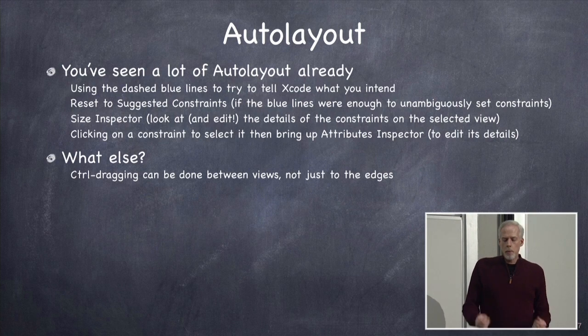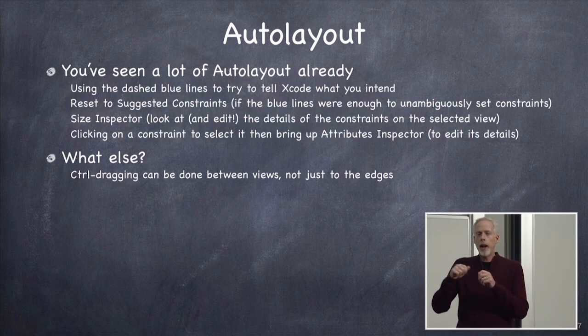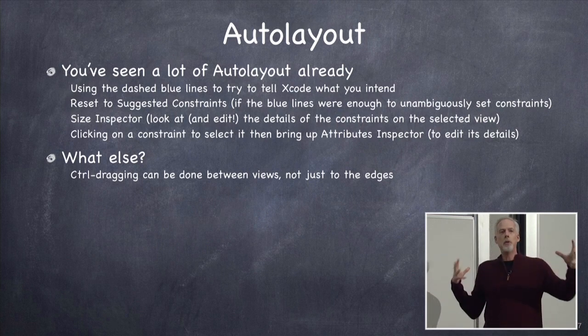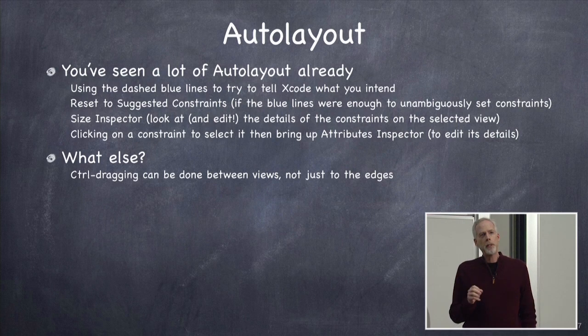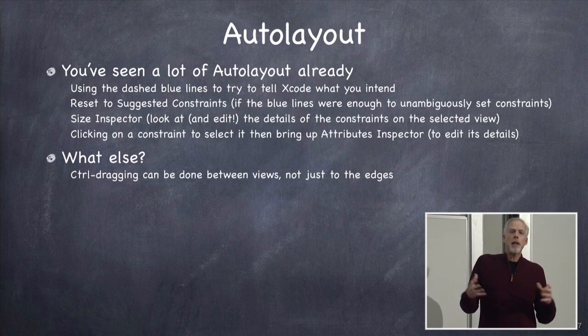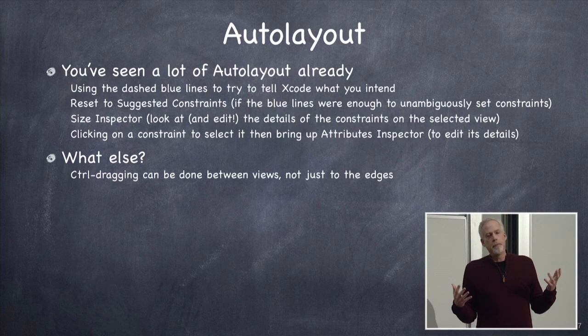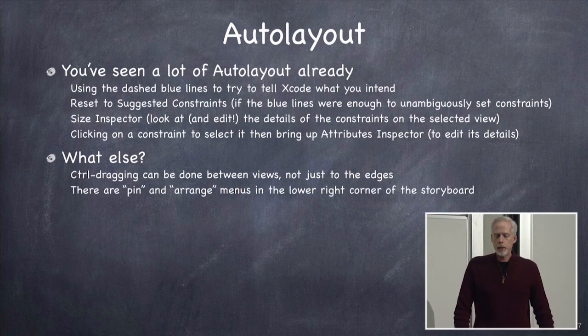You also know about control dragging to edges, right? We did a lot of control dragging to the edge to make our UI kind of use up all the space. But you also saw a little bit of a hint in the smash tag demo that you can actually control drag between any two views. Okay? This is the key thing about auto layout. It sets constraints really between any two views. There's really almost no restriction between the things you can set constraints against. And we'll see that in the demo a little bit today.